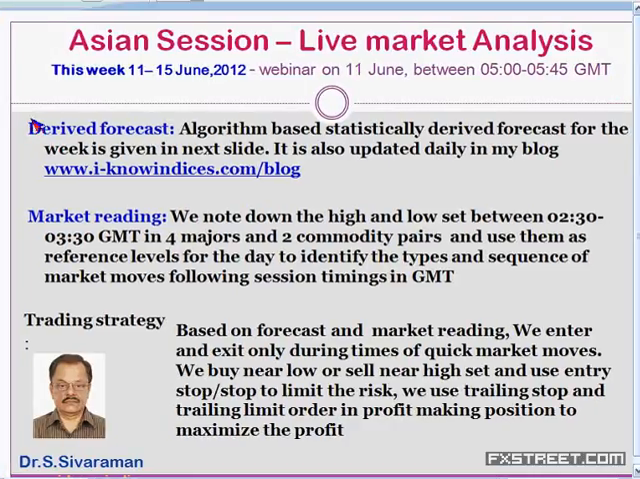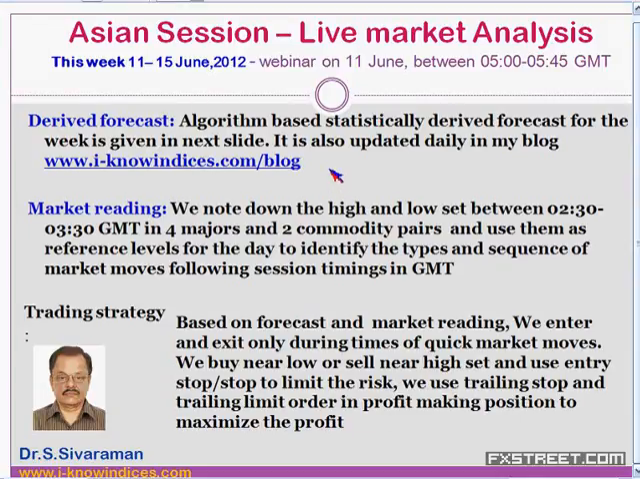I will try to give the algorithm-based forecast for today and for the rest of the days in this week. And also we will do the market reading and try to find out what trading strategies we can use in the current market scenario in order to earn money from the market.